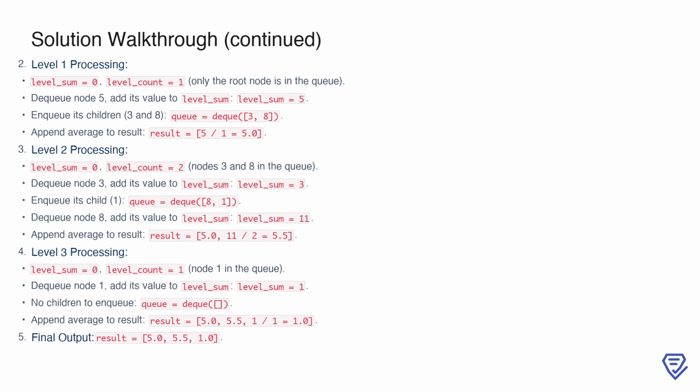At level 3, the queue contains only node 1. Processing this node gives a level sum of 1, and since it has no children, the queue becomes empty.